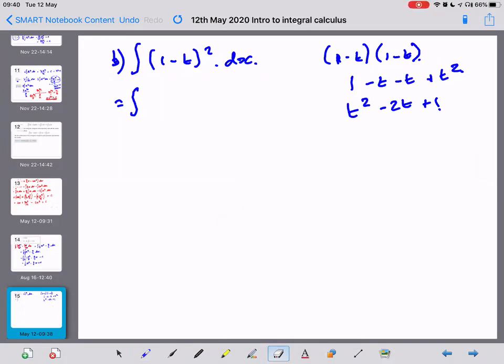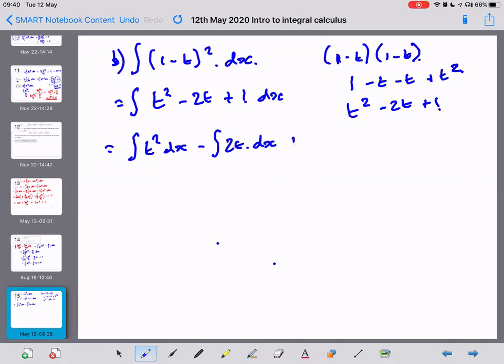So over here, we're going to integrate t squared minus 2t plus 1, and that's dx. Do the integrals of each of these separately. So that's integral of t squared dx minus the integral of 2t dx plus integral of 1 dx.